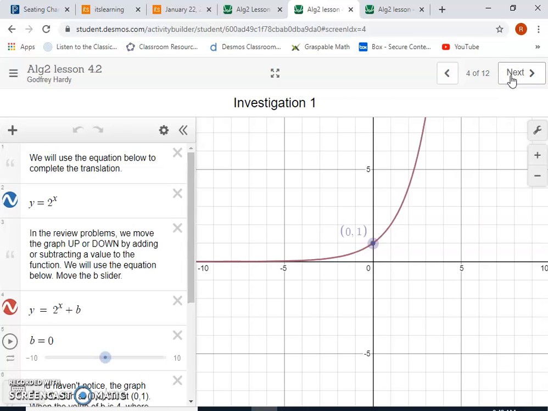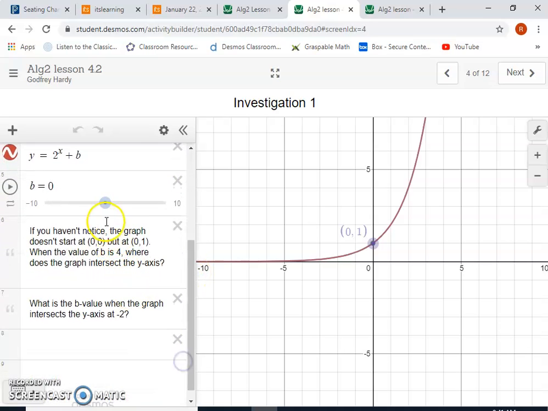When you get to page 4, which is the investigation, you are looking at moving the b value for the function y equals 2 to the x power plus b, and seeing how moving the slider impacts the graph. Because you understand that the function, whether it's a growth function or a decay function for exponential, always goes through 0, 1. So try to figure that out. And then there's a couple of questions here that need to be answered.